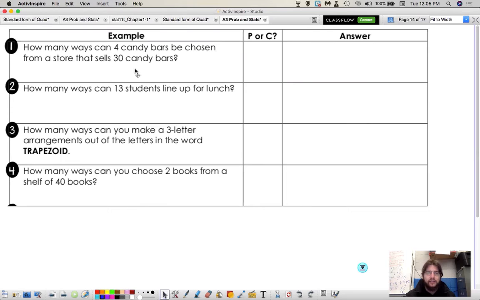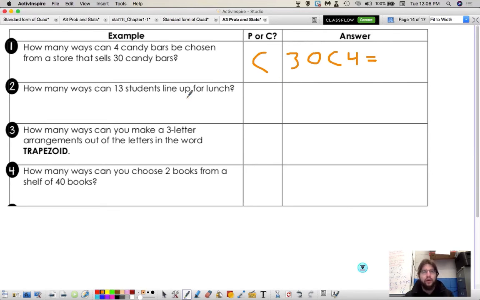Store has 30 different candy bars, and you're going to grab 4 of them at random. There's no one candy bar better than another. It's just grabbing 4 candy bars. It doesn't matter if you choose the Hershey's and then the Mr. Goodbar, or the Mr. Goodbar and then the Hershey's. You have the same group at the end. That's a combination. You do 30 combination 4, and you can just type that in the calculator. You can do that on your own. You got that.